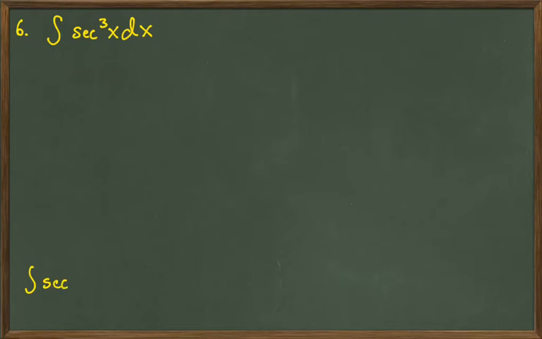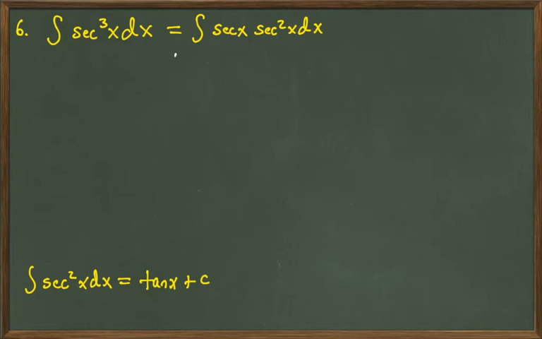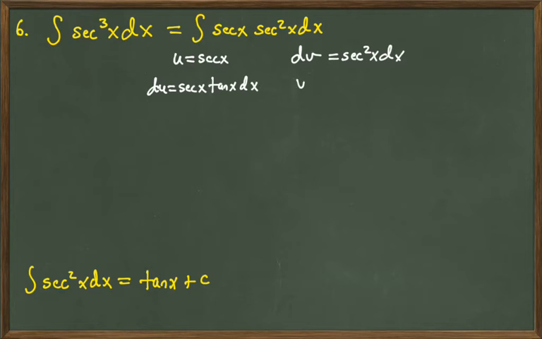So for our reference, the integral of secant squared is tangent plus c. So we're going to rewrite this as secant x times secant squared x dx, and we're going to do integration by parts. So we're going to say u is equal to the secant of x, and differential dv is going to be secant squared x dx. Differential du is going to be secant x tangent x dx. V is going to be the tangent of x. So then this becomes the integral of u dv, which is uv minus the integral of v du.